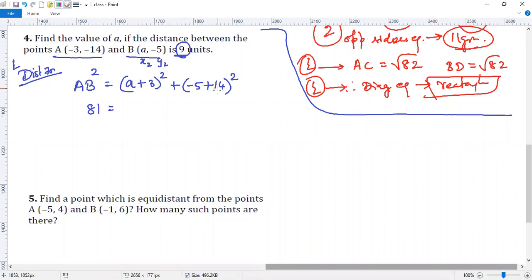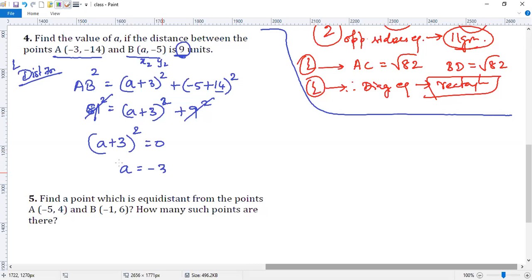On this side, 14 minus 5 is 9. So you have a 9 squared here as well on the right hand side, right? So this is A plus 3 whole squared. You just keep it as such because both sides I'm getting 9 squared, I can cancel out. So I'll get A plus 3 whole squared is equal to 0, or A plus 3 is 0, and A becomes equal to minus 3, which will be your answer.